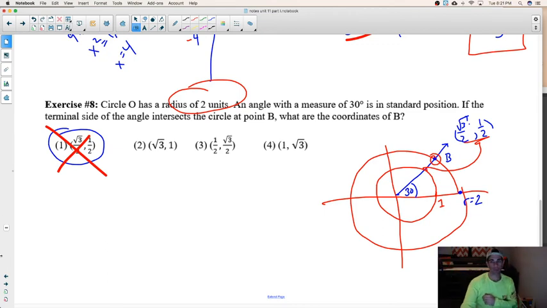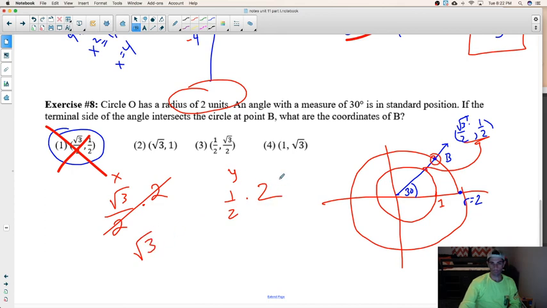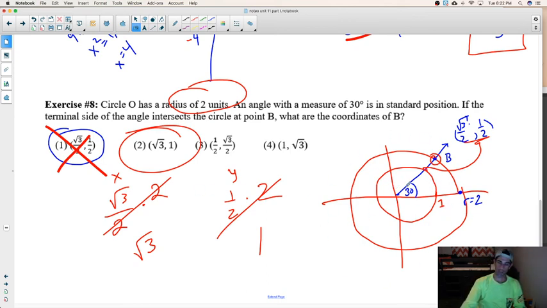Twice. So take the x point and double it. Take the y point and double it. Radical 3 over 2 times 2 is radical 3. 1/2 times 2 is 1. Radical 3, comma 1 is the point now when the radius is 2, not when the radius is 1.